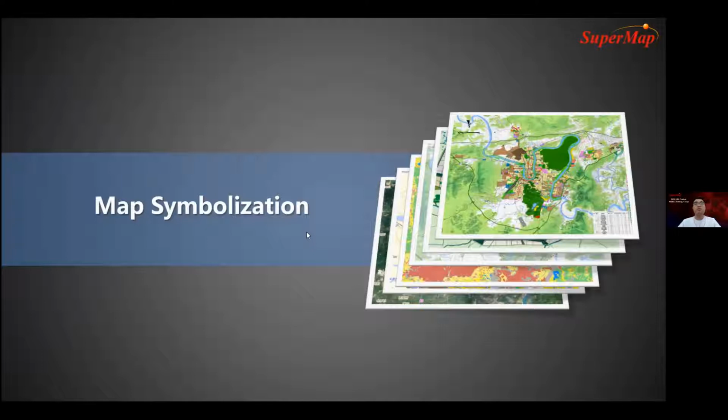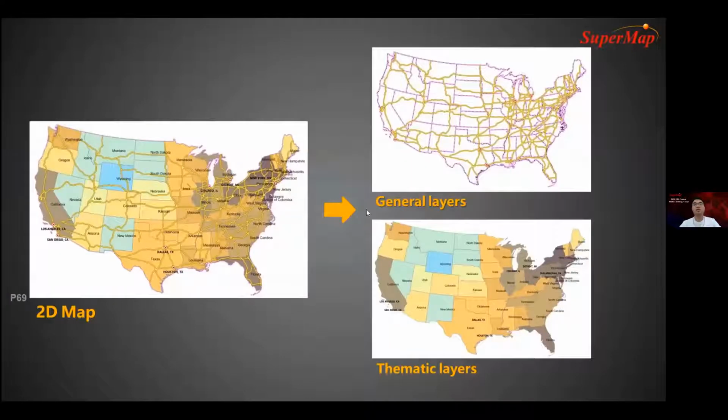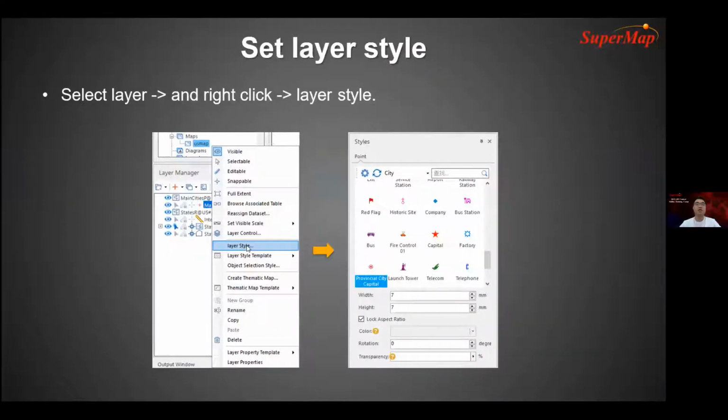For a map, the most important part is that we need to set the good effect for the features like the point, line, and region. So this is some effect. You can see we can set the symbol for the line and for the city point. And in Supermap iDesktop, we can set it from the layer style. So let's go to the software.